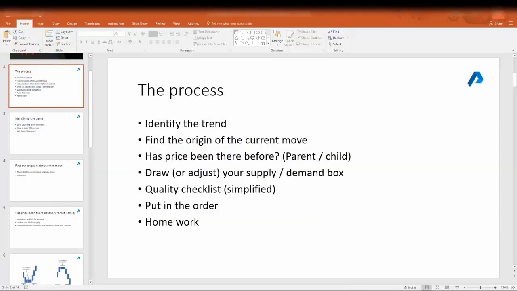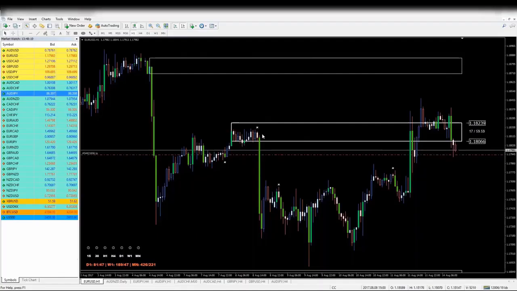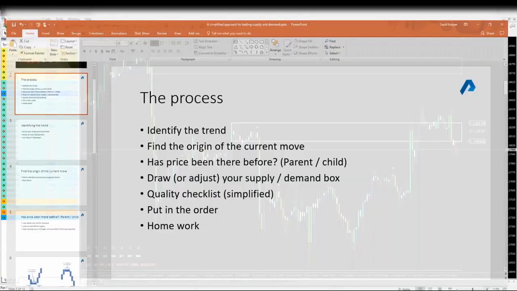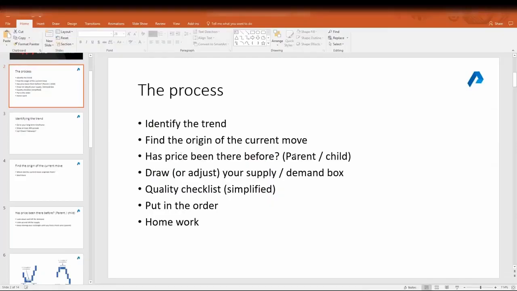Has price been back to this area before? It has. And how do I know that it has? Well, it has because of this stuff here. You can see this wick here. This wick here is eating liquidity. It's consuming liquidity. And so there's something going on here which would lead me to believe that this is the microparent and this is the child. So we'll keep going. Yeah, here we have the parent and the child.